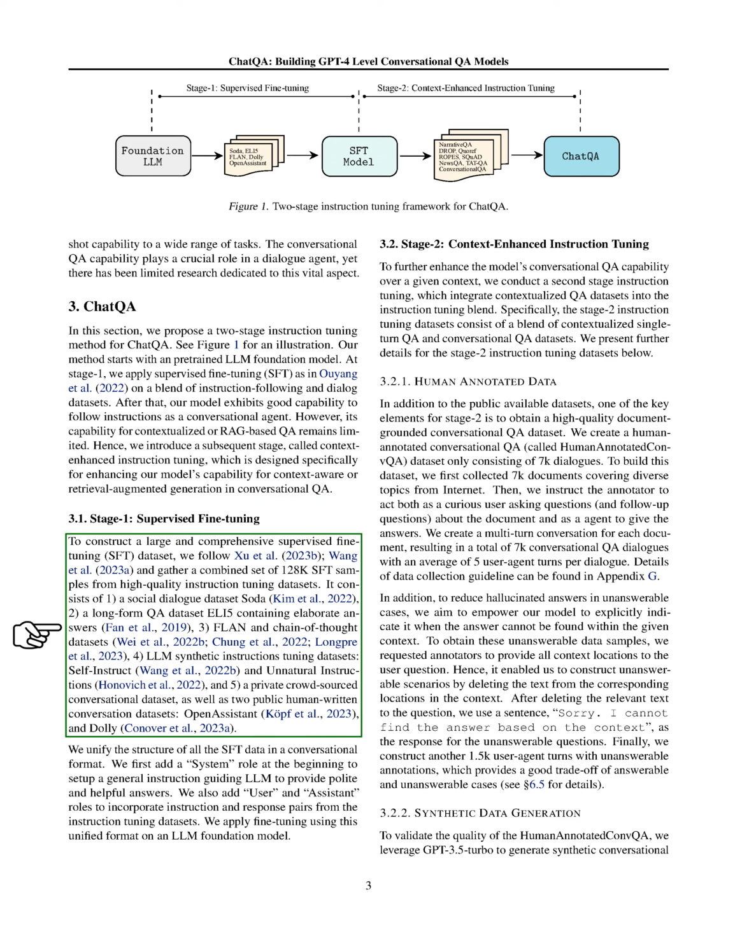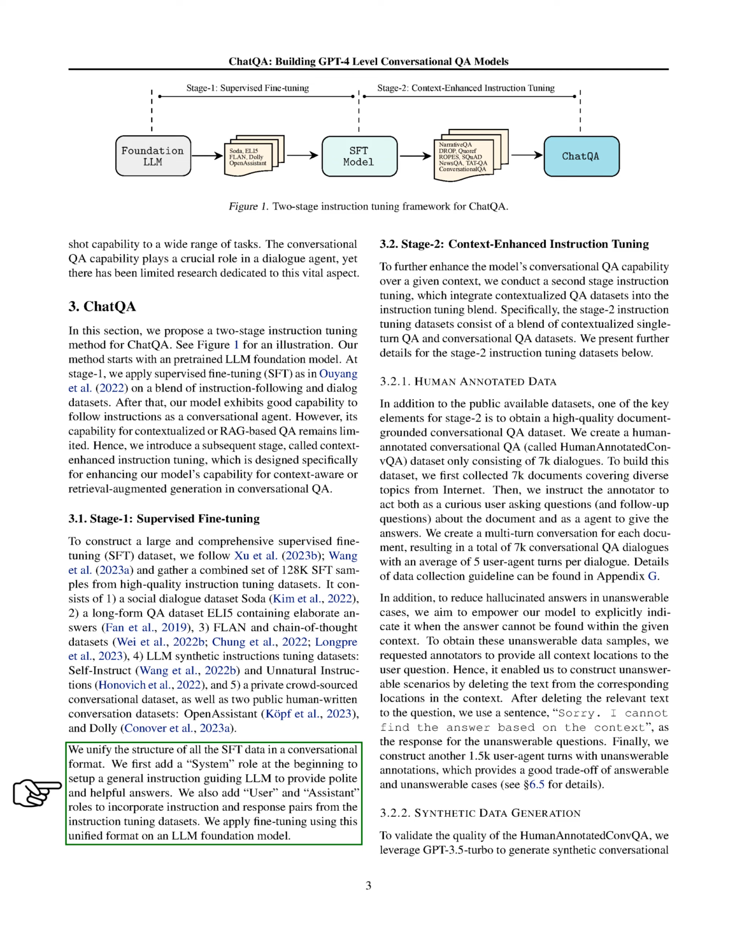In the first stage, we create a large and comprehensive supervised fine-tuning dataset, which includes a social dialogue dataset, a long-form QA dataset with detailed answers, and several instruction tuning datasets. We also include a private crowdsourced conversational dataset, as well as two public human-written conversation datasets. We unify the structure of all the data in a conversational format, and then apply fine-tuning on a language model.